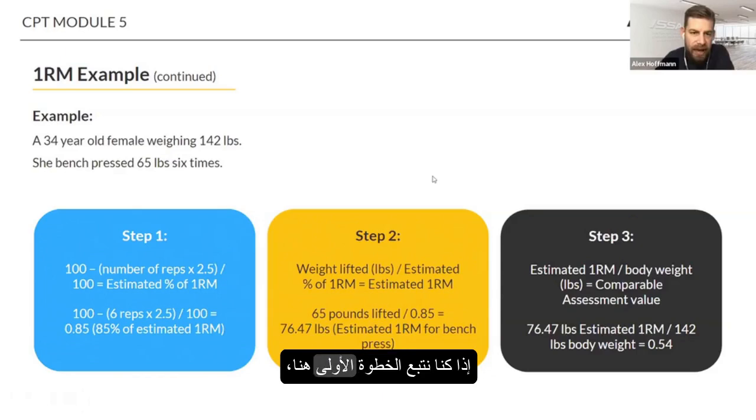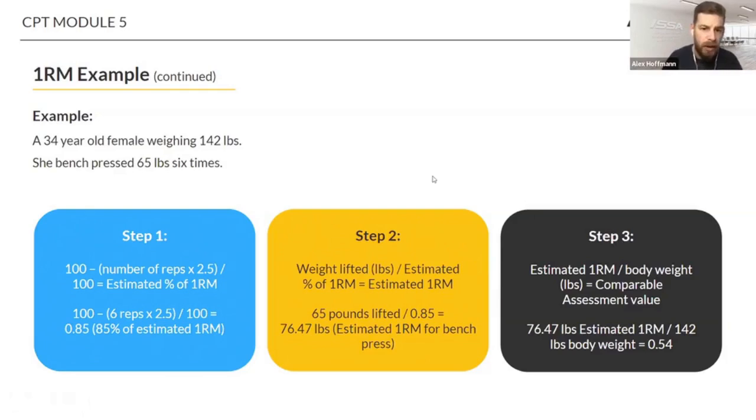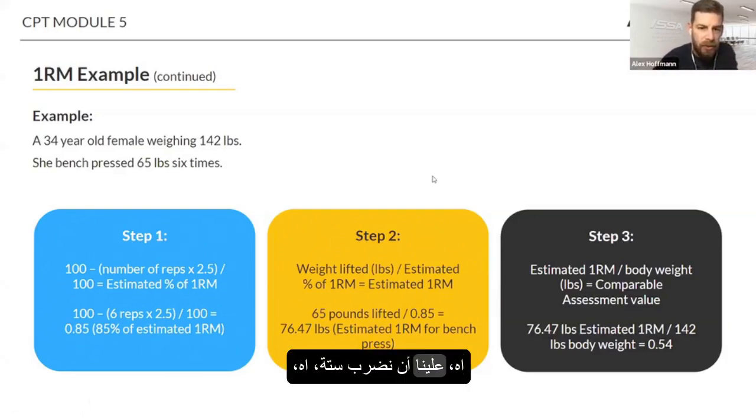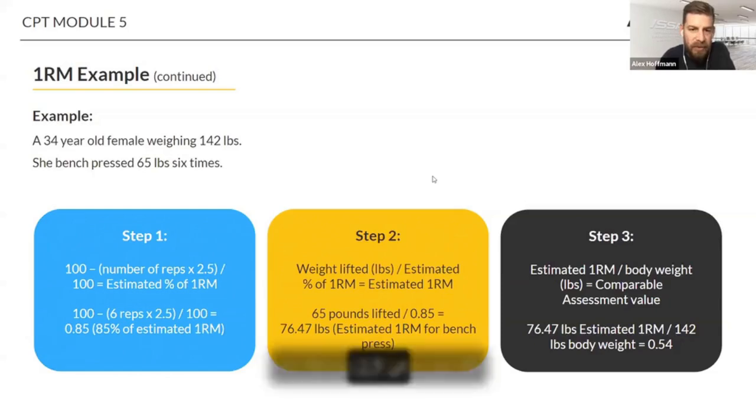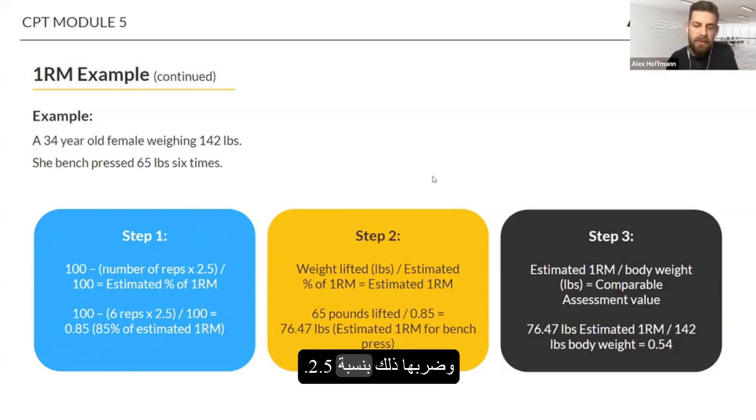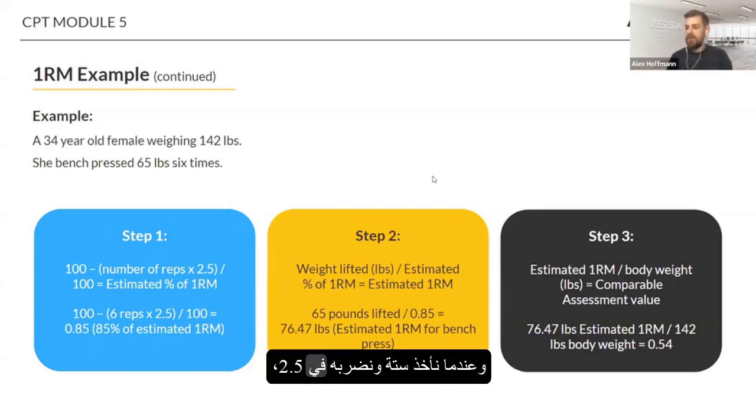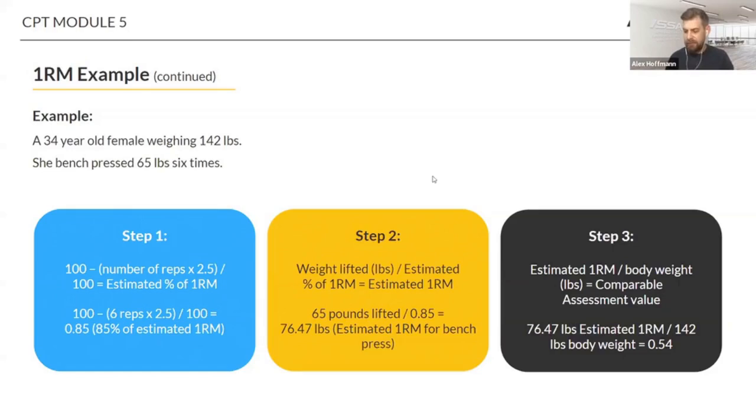So if we're following step 1 here, the first thing that we need to do is we need to multiply 6 by 2.5. So we need to multiply the number of reps that she did by 2.5. Is everybody seeing that in step 1 there? And when we take 6 and multiply it by 2.5, we should be getting 15.